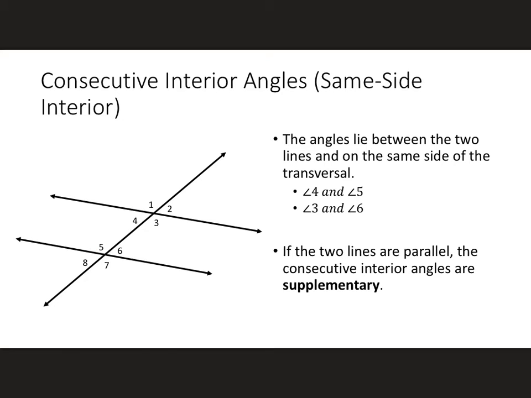Unlike the other angle pairs we have talked about, if the two lines are parallel, the consecutive interior angles are supplementary. It should be obvious that they are not congruent considering in this diagram, the two lines appear to be close to parallel and angle 4 is acute and angle 5 is obtuse. They are not congruent, but they are supplementary as long as the lines are parallel.